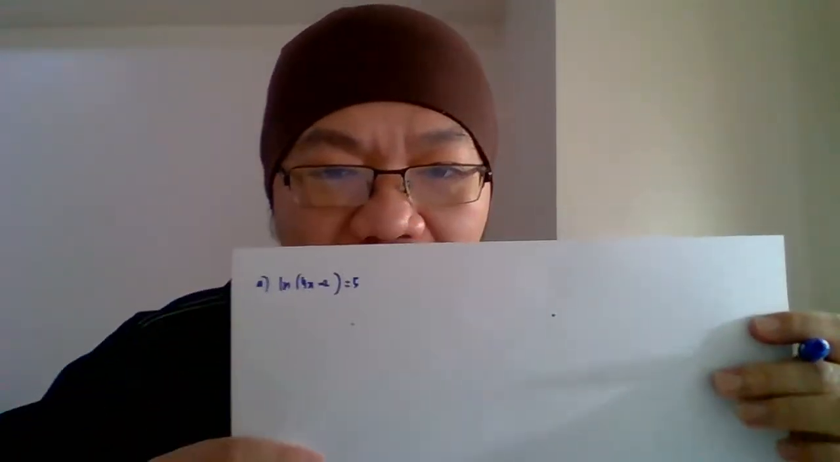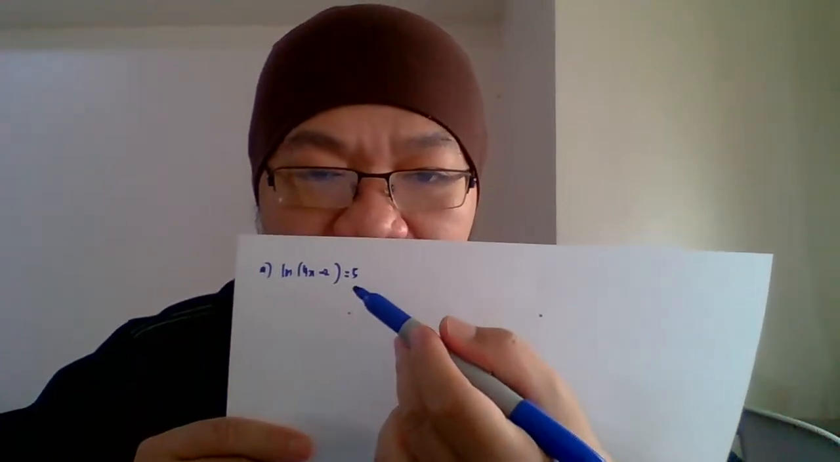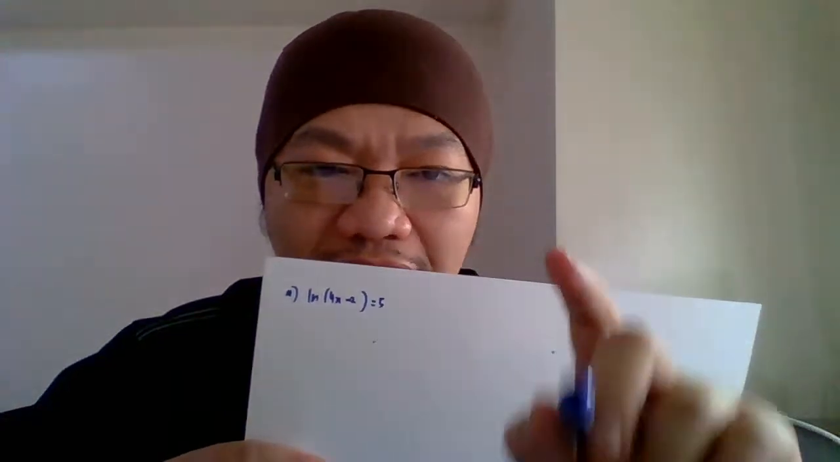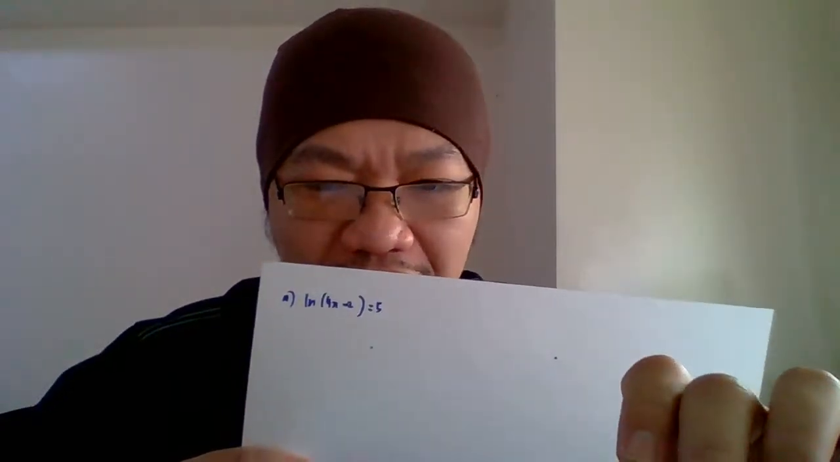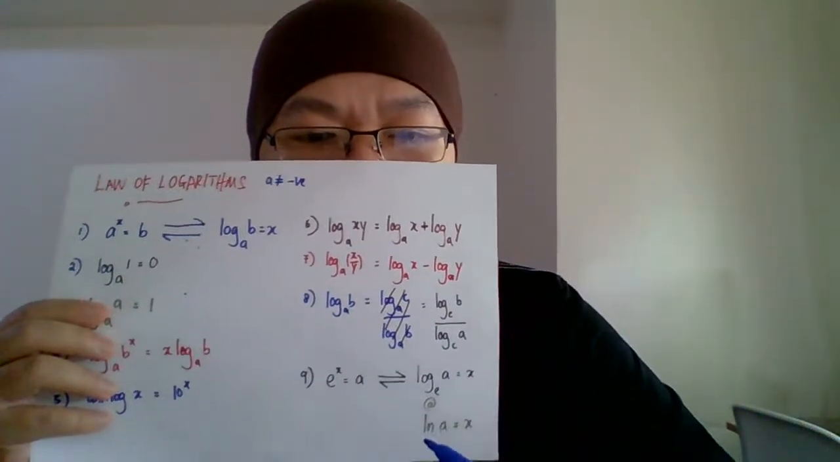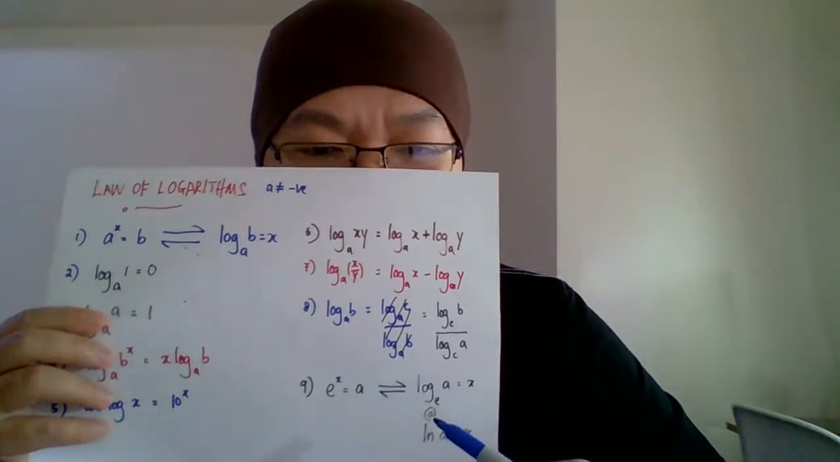Let's say the question is ln(4x minus 2) equals 5. Very easy, okay, guys. This is your question, right? ln(4x minus 2) equals 5. So how do I solve the problem? We know that ln actually is what? Log e. I already told you ln is actually log e.